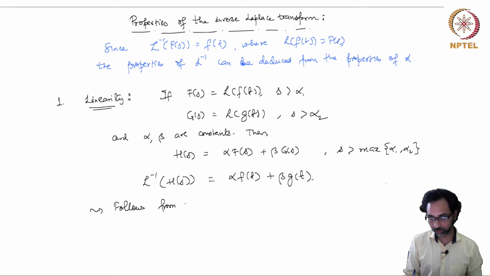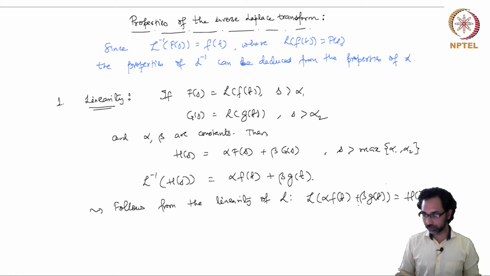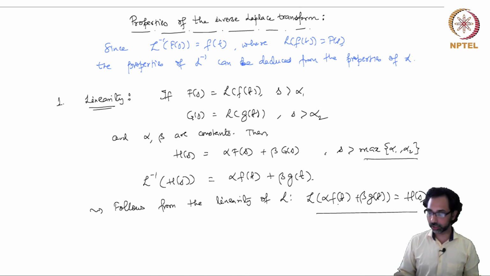This follows immediately from the linearity of the Laplace transform, which means that the Laplace transform of alpha f(t) plus beta g(t) is nothing but H(s). You can check the linearity property of the Laplace transform, and this is exactly what we get for the Laplace transform of alpha f(t) plus beta g(t).